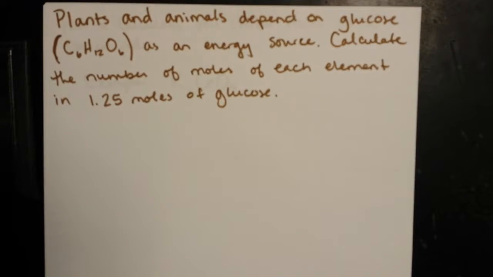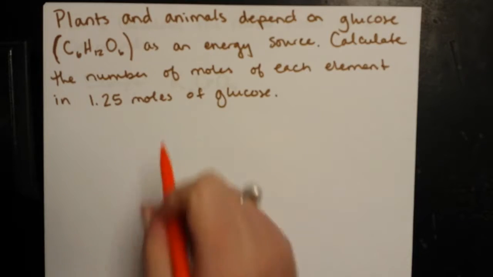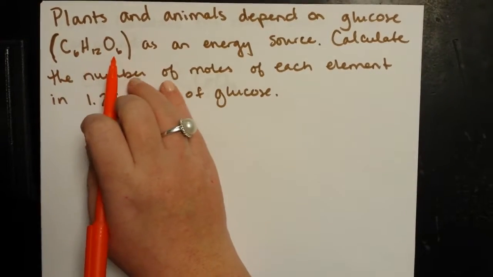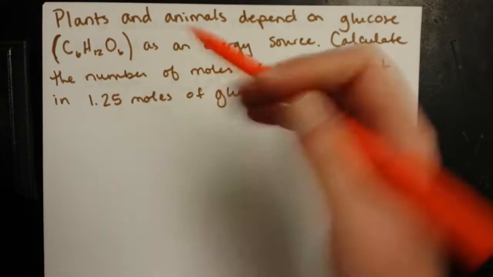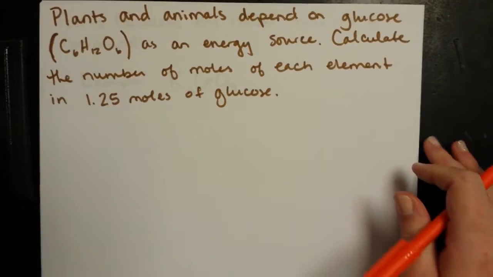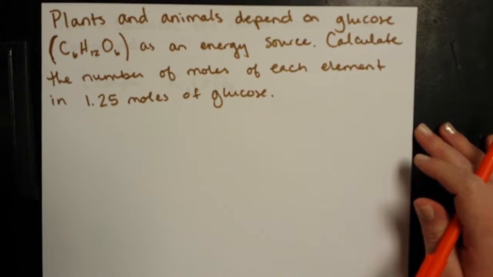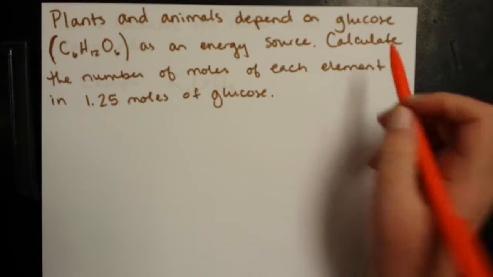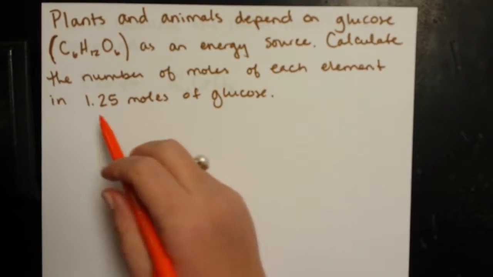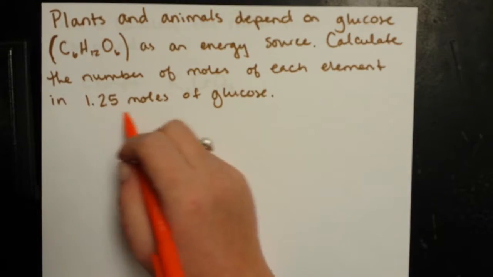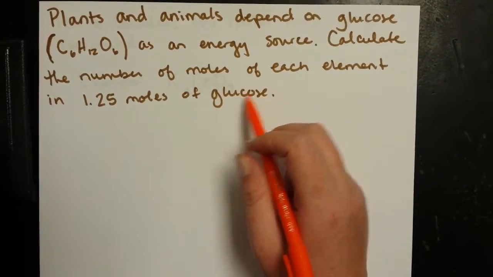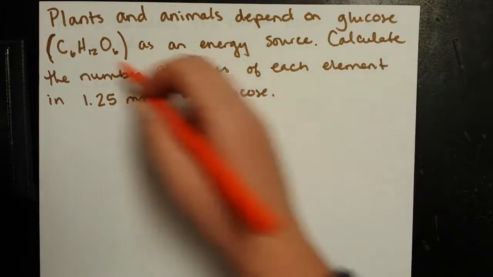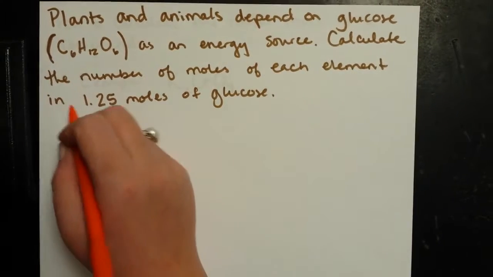So, me, you, and that tree outside, we all depend on glucose, and glucose has this formula, C6H12O6. That's where we get our energy. We use it in our metabolic processes to produce ATP, which gives our cells energy. Okay, let's say we have 1.25 moles of glucose. I want to see how many moles of each element in glucose I have, if that's the case.